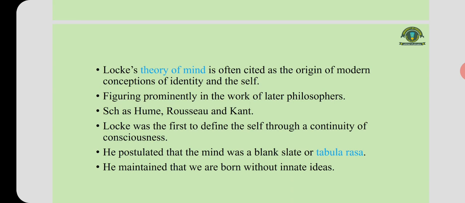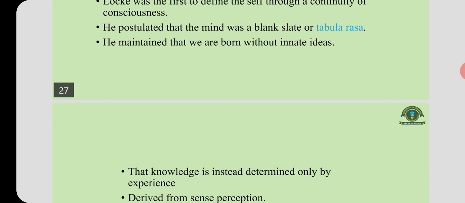He postulated that the mind was a blank slate, or tabula rasa. Tabula rasa is basically a Latin phrase which means a thing without any marks on it, or a blank sheet. He maintained that we are born without innate ideas, but when ideas are generated in our mind, then we express those ideas. If the ideas in our mind are positive, our utterances will be positive, and if the ideas in our mind are negative, then our utterances will also be negative.